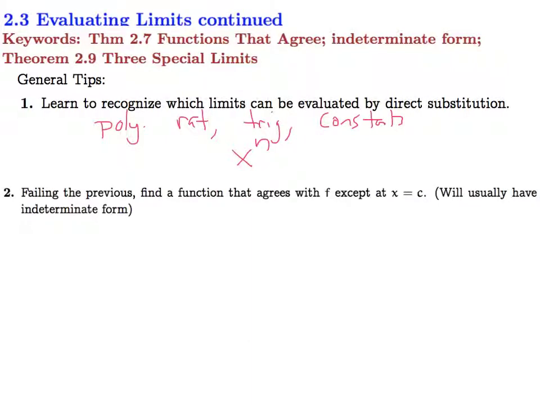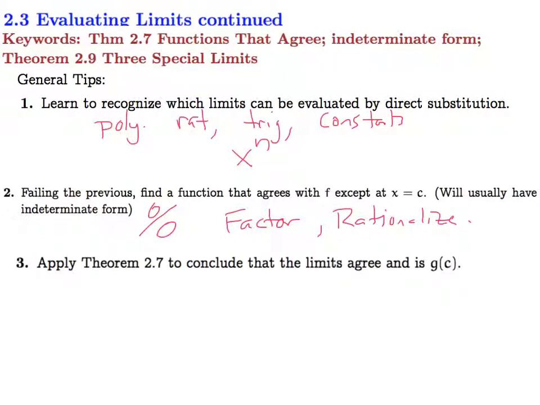If you do get a 0 over 0 problem though, that indeterminate form, you're going to need to find a function that agrees with it except at one point. Often this will be factoring and canceling. Often that's going to work. There's another technique we'll learn in a little bit here called rationalizing, which takes a little bit more work, but it's another way to get something to cancel out.